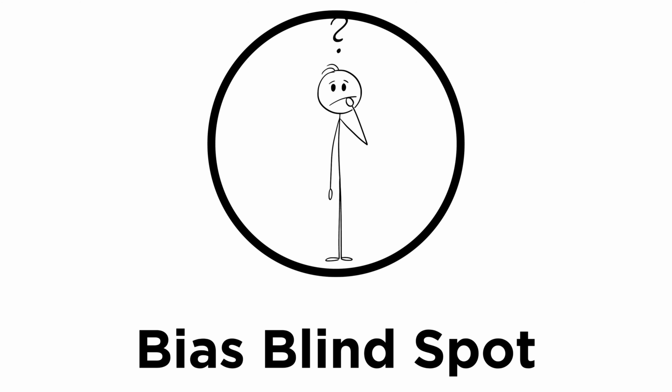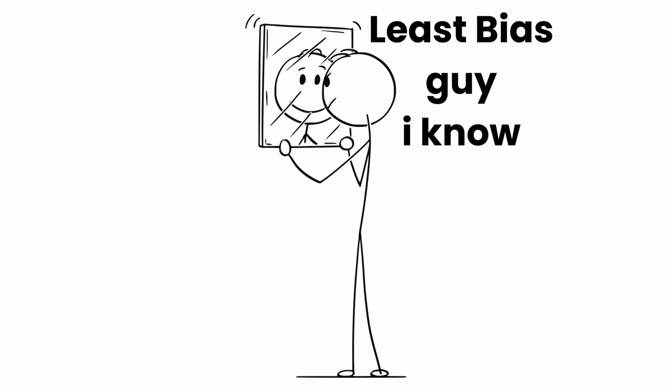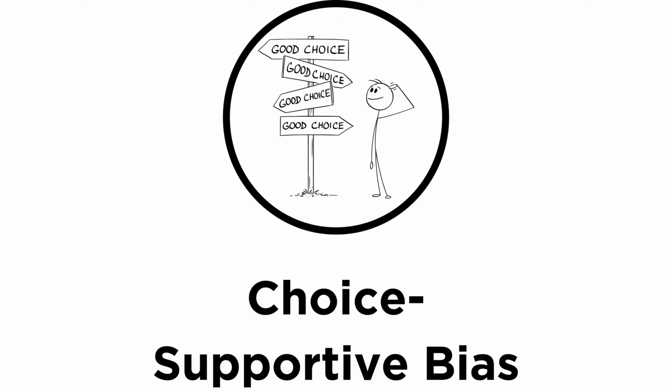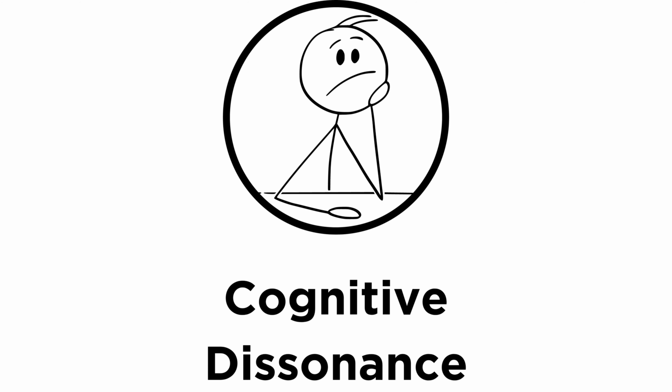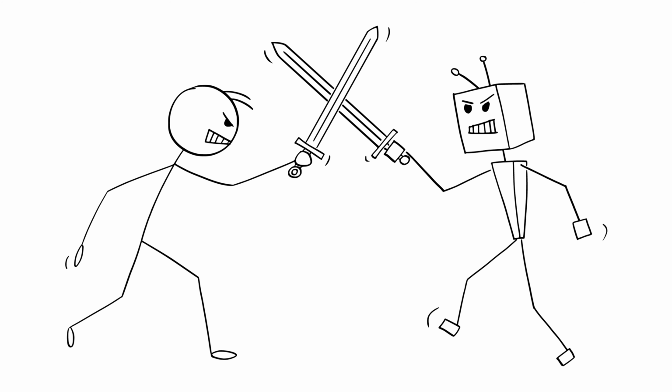Bias blind spot is the tendency to see oneself as less biased than other people. Choice supportive bias is the tendency to remember one's choices better than they actually were. Your grandpa, who hiked both ways uphill, cured cancer and won a Nobel Prize? That's choice supportive bias. Cognitive dissonance is the discomfort you experience when you hold conflicting beliefs or attitudes. This leads individuals to resolve this conflict by changing their beliefs or attitudes.